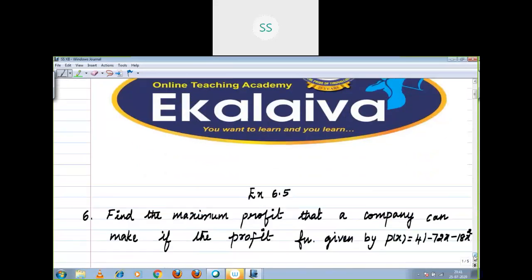Today I am going to discuss exercise 6.5, question number 6. Find the maximum profit that a company can make if the profit function is given by P(x) = 41 - 72x - 18x².